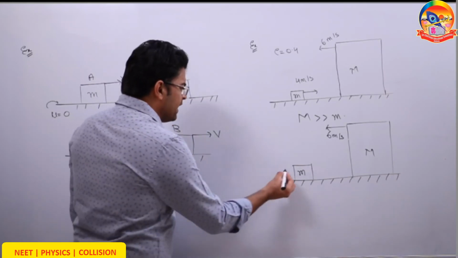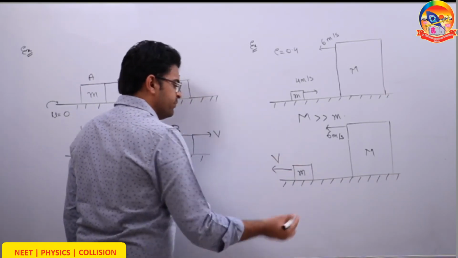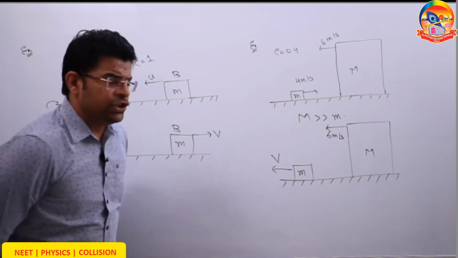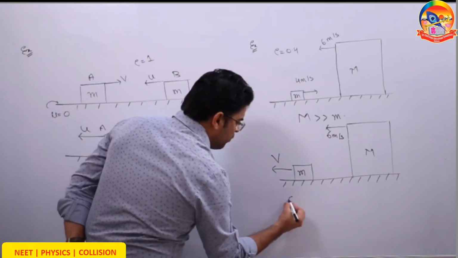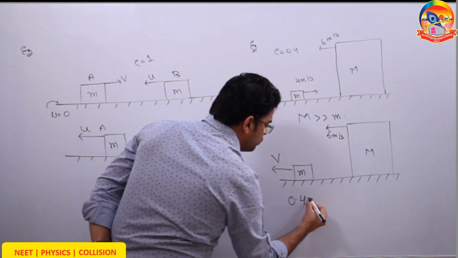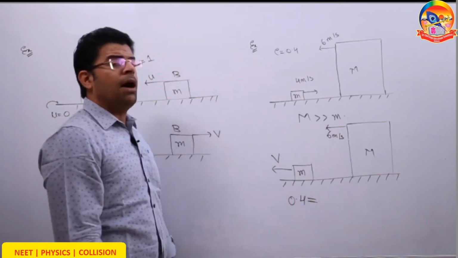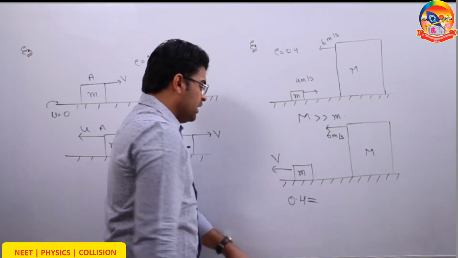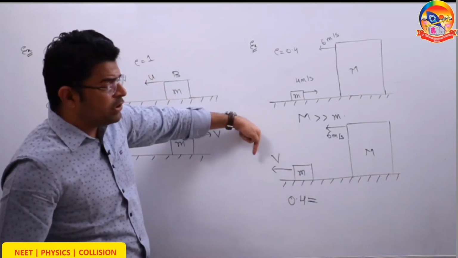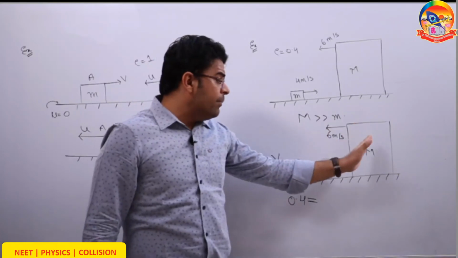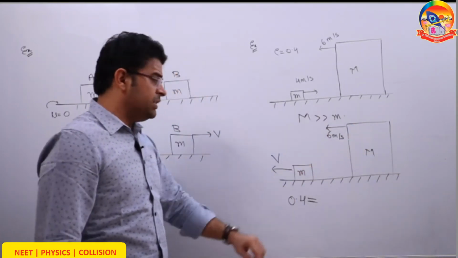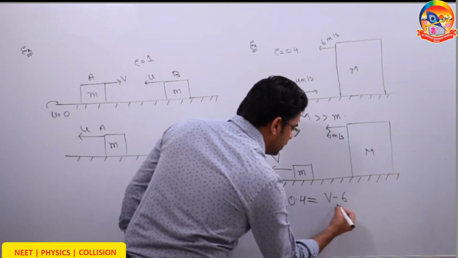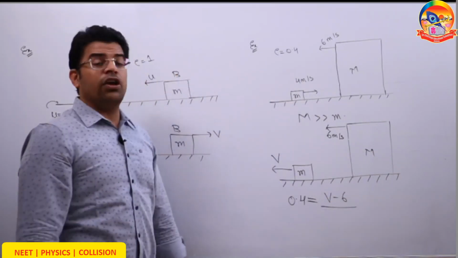Let's say the lighter mass goes with a velocity v. We can write here the equation of coefficient of restitution. The coefficient of restitution 0.4 equals velocity of separation upon velocity of approach. The velocity of separation: the small m is trying to increase the separation with speed v. The capital M is trying to decrease the separation with speed 6. So the velocity of separation should be written as v minus 6, upon velocity of approach.